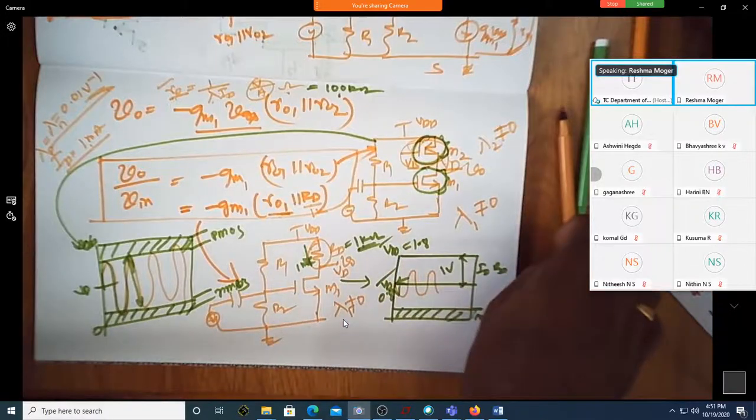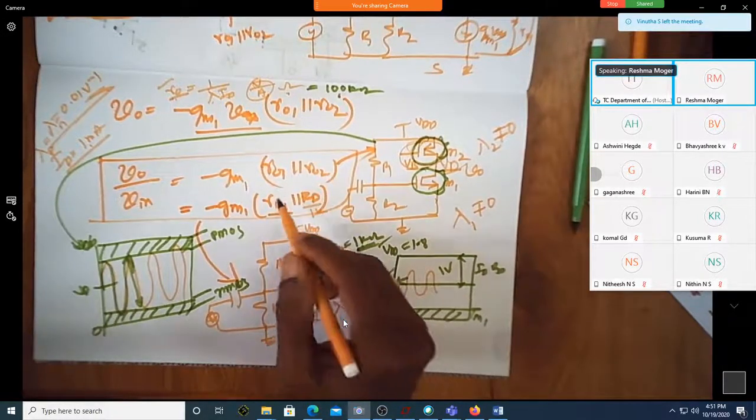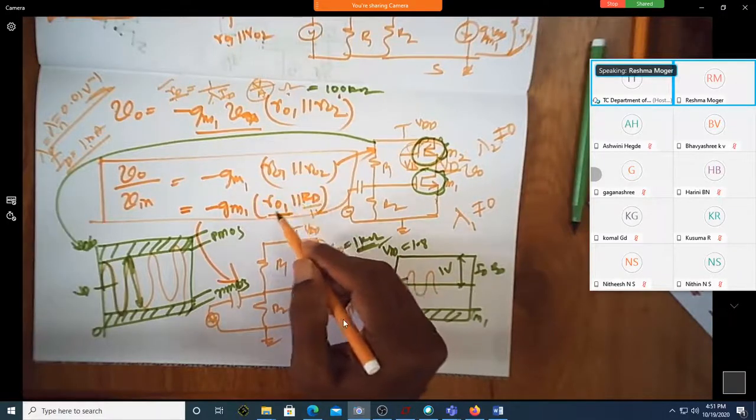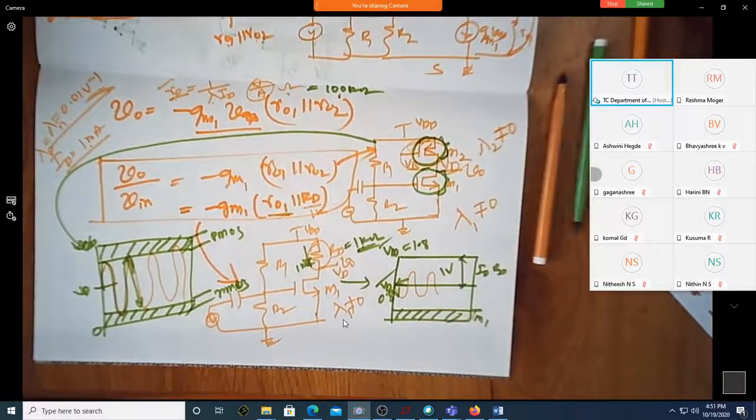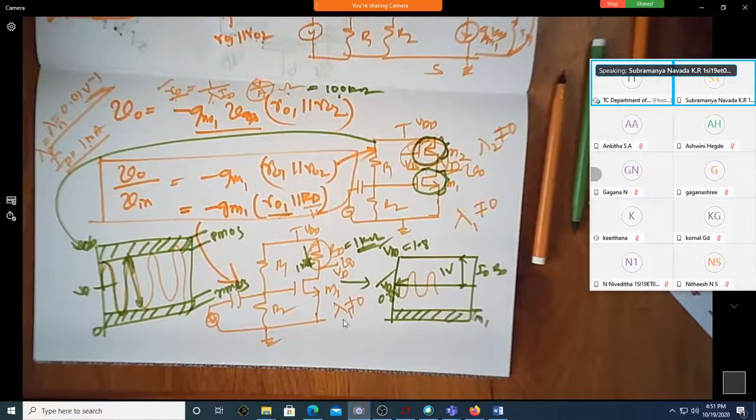GM into. So R0 is 100k, RD is 1k. What is the parallel combination of that? Can somebody say 100k in parallel with 1k? Is it not 909 ohms? 100k into 1k over 100k plus 1k. 100 by 1, 990 milliohms. Milliohm, 10 power minus 3.